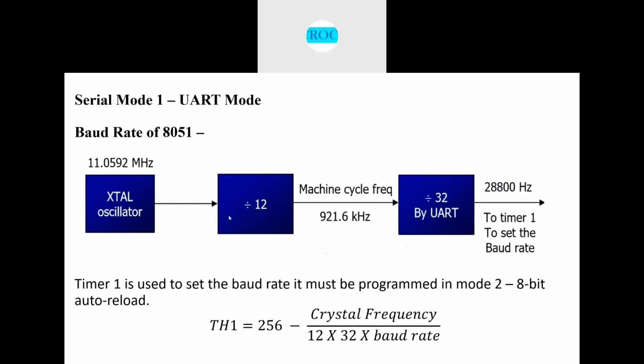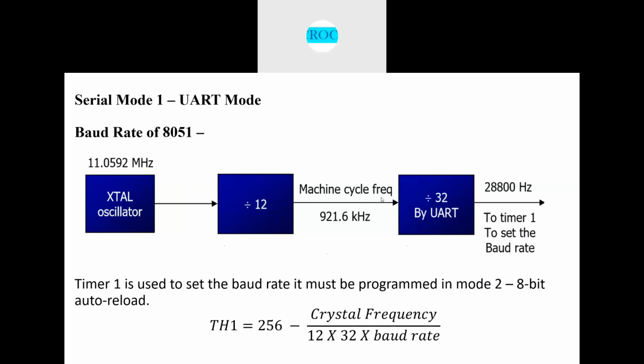serial control register. Today we will study in detail serial mode 1, which is nothing but our UART mode. UART stands for Universal Asynchronous Receiver Transmitter. Now in this mode, we know that the standard crystal frequency we use in the 8051 is 11.0592 megahertz, and this crystal frequency is divided by 12, which gives us our machine cycle frequency.